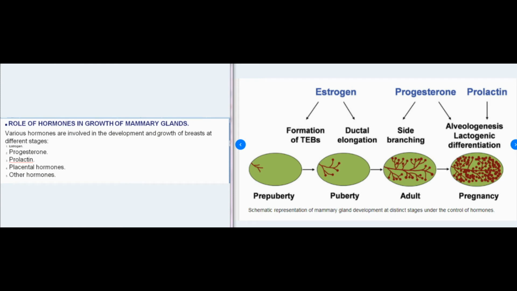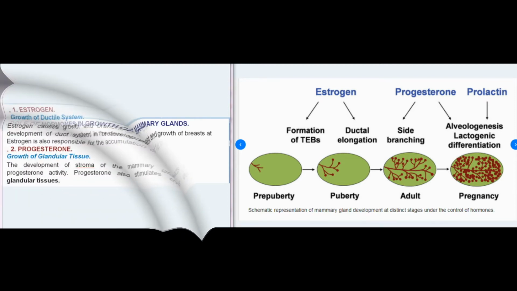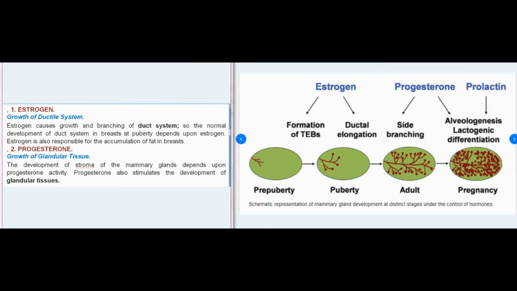Role of hormones in growth of mammary glands. Various hormones are involved in the development and growth of breasts at different stages: estrogen, progesterone, prolactin, placental hormones, and other hormones. 1. Estrogen. Growth of ductal system. Estrogen causes growth and branching of the duct system, so the normal development of the duct system in breasts at puberty depends upon estrogen. Estrogen is also responsible for the accumulation of fat in breasts.